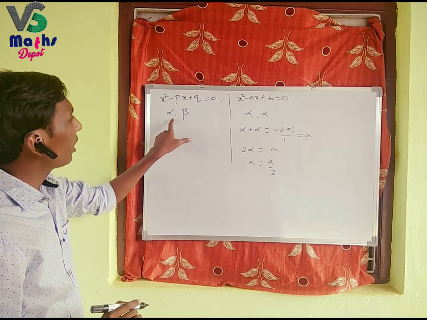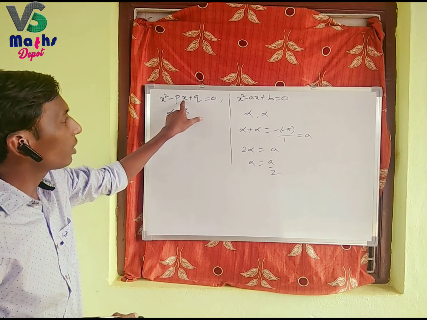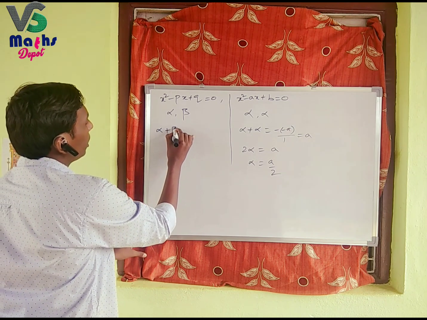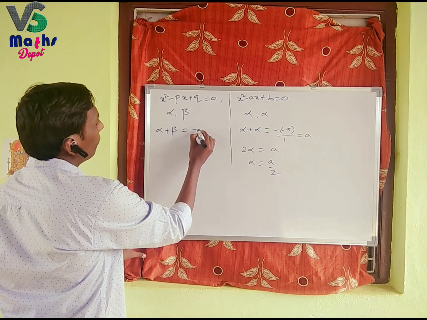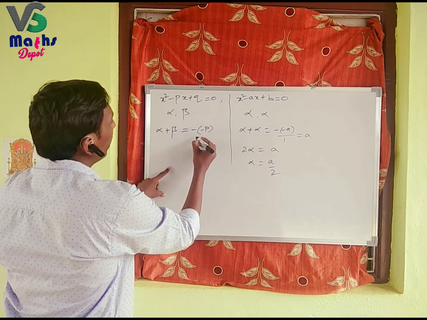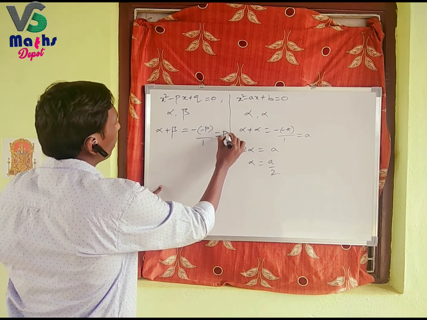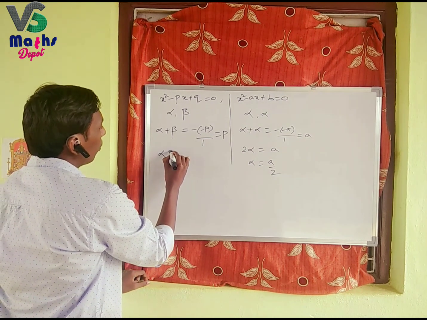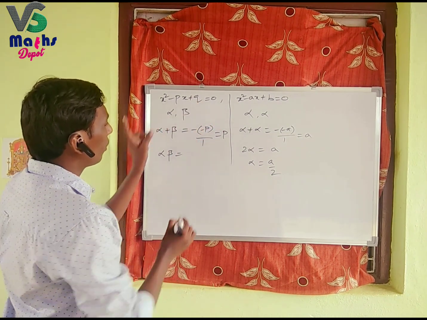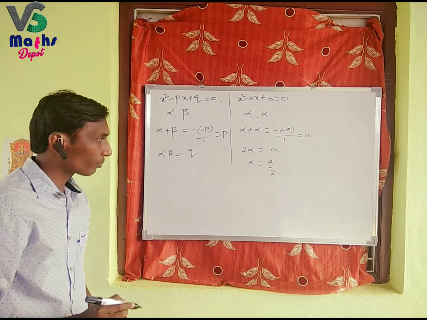Next, here alpha, beta are the roots of this quadratic equation. Then the sum of the roots alpha plus beta is equal to minus b by a, minus of minus p by a value 1, that is equal to p. Then alpha beta is equal to c by a. C value is here q, a value 1, that is q.